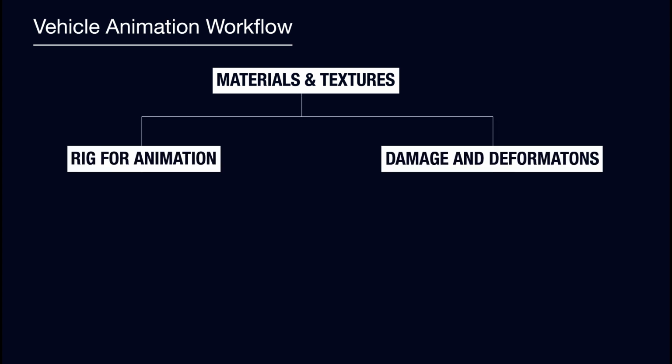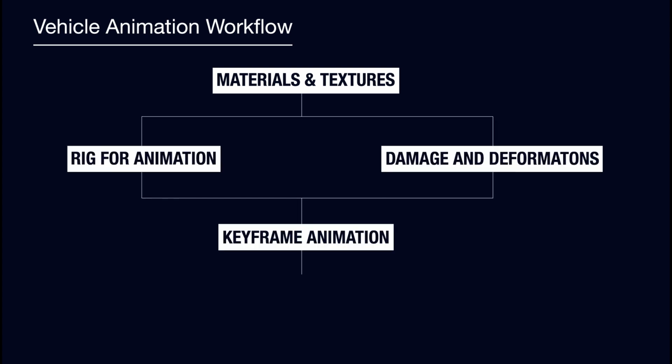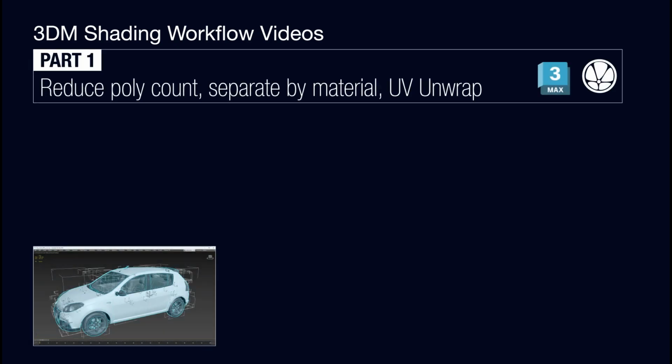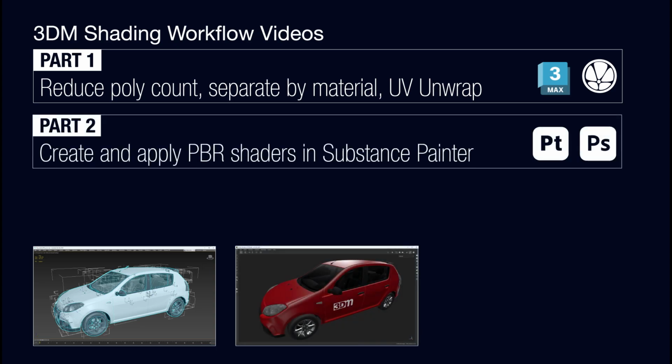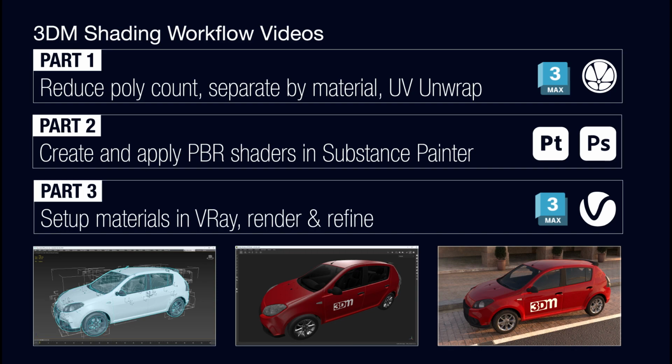Because I use them so much, I've built my workflow for texturing, rigging, and deforming 3DM vehicles, so I can get to animating them as quickly as possible. In the next 3 videos, I'll show you how to optimize a 3DM car in 3ds Max, UV unwrap it with Unwrella, add materials in Substance Painter, then set up for rendering with VRay.